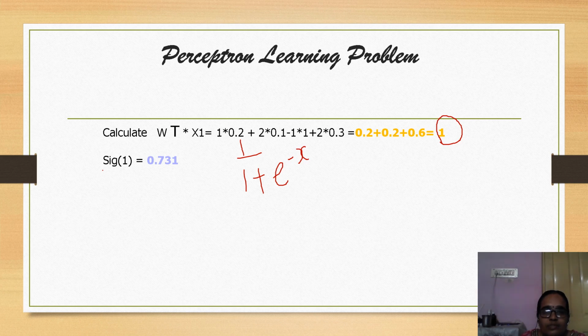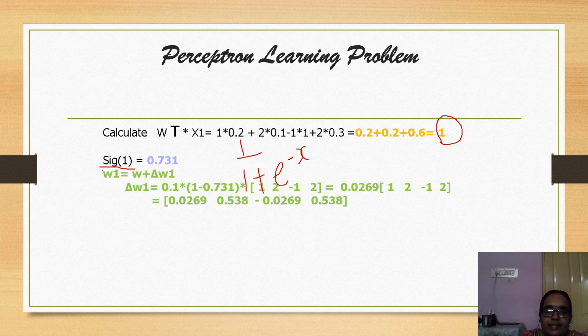So for the input 1, we have to apply that, which is called sigmoid of 1. So this answer is 0.731. So this value we have to compare with the desired output. So what is our desired output? 1 is our desired output.